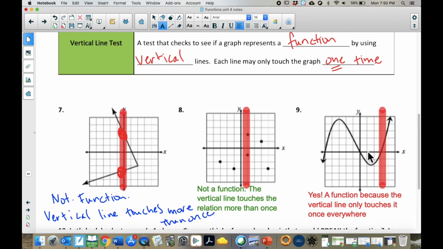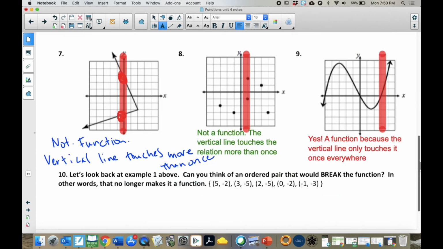Okay, so this one is a function. And I said that because the vertical line only touches it once everywhere. Anywhere I drag that line, it only touches it once. So that is a function. For me, the vertical line test is the easiest. I guess I'm just a visual person, and I feel like that makes sense to me.